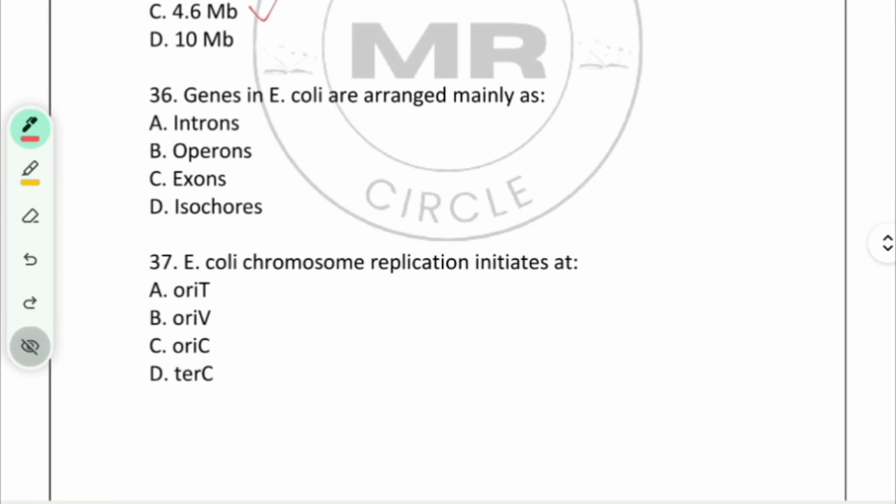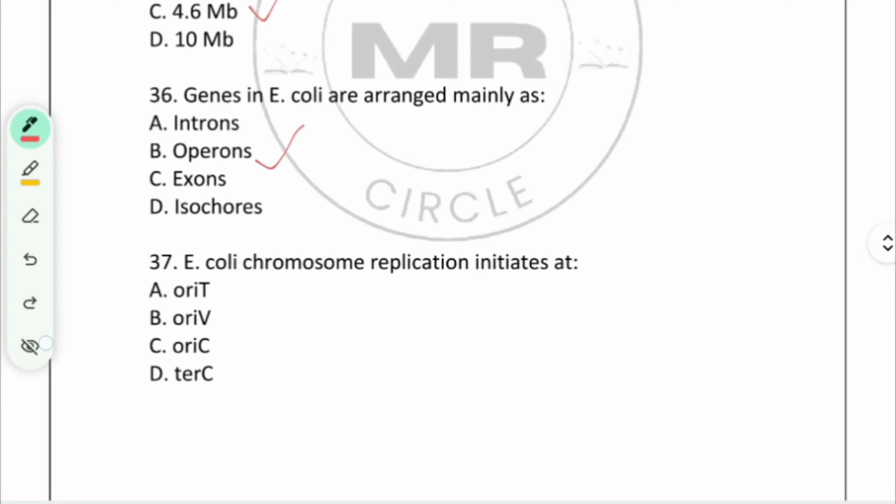Question 36. Genes in E. coli are arranged mainly as. Options are A. introns, B. operons, C. exons, D. isochores. The correct answer for this question is option B.